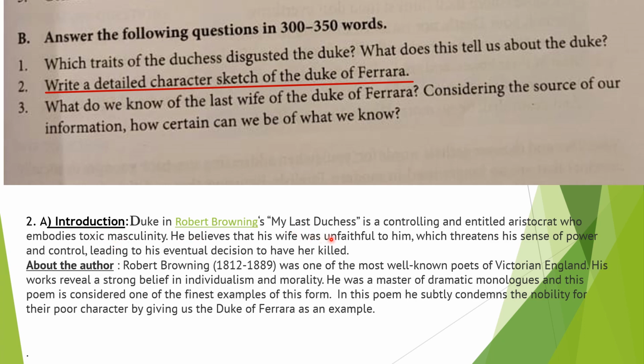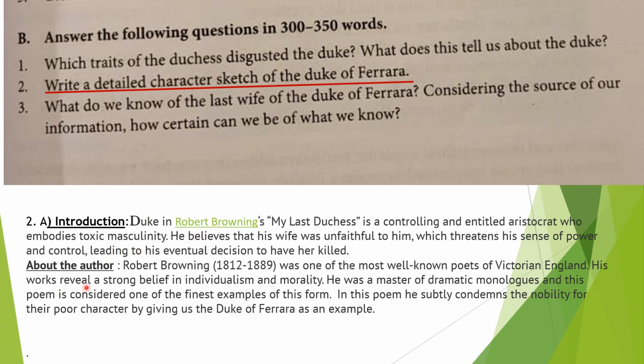So in the introduction, you write anything about the poem or the character of the Duke of Ferrara, or a short summary of the poem. So, My Last Duchess is about a controlling and entitled aristocrat who embodies toxic masculinity. He believes that his wife was unfaithful to him, which threatens his sense of power and control, leading to his eventual decision to have her killed. So this is a brief thing.